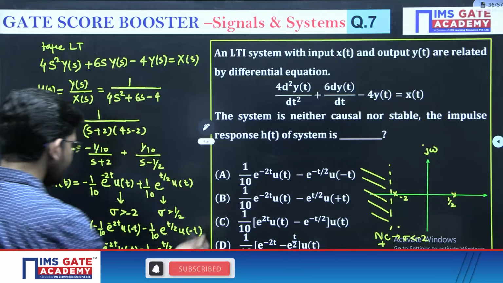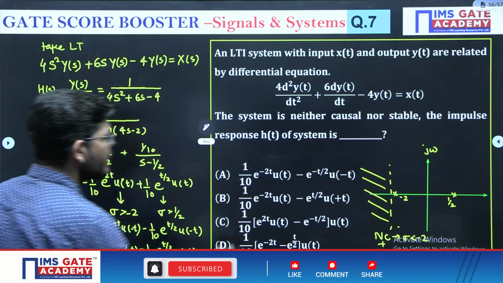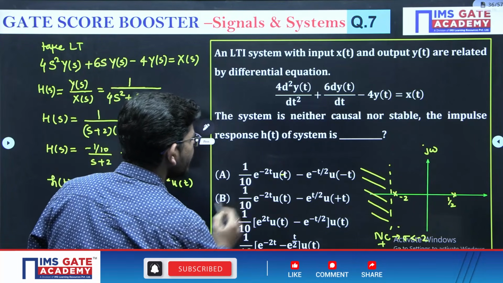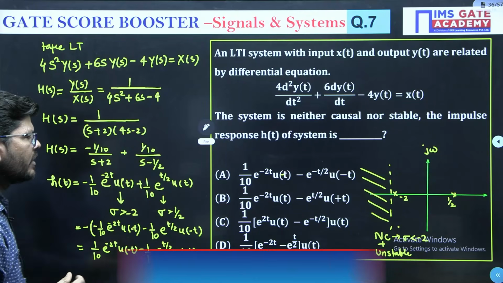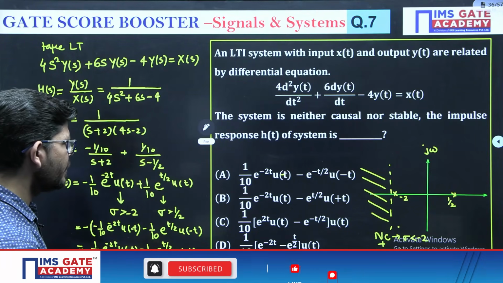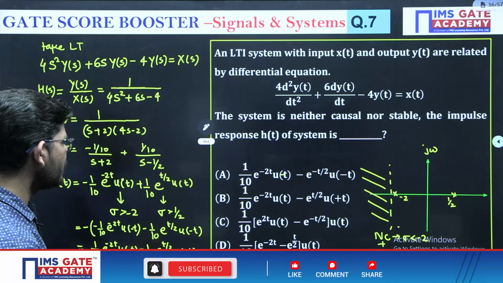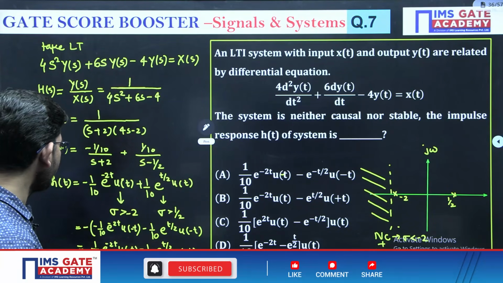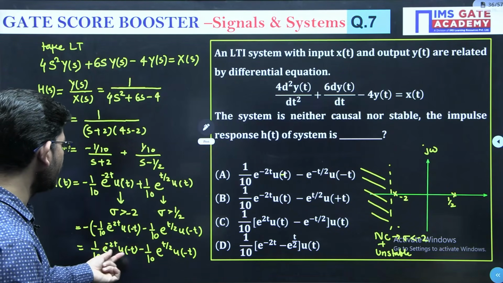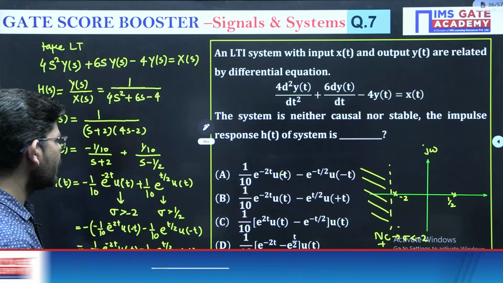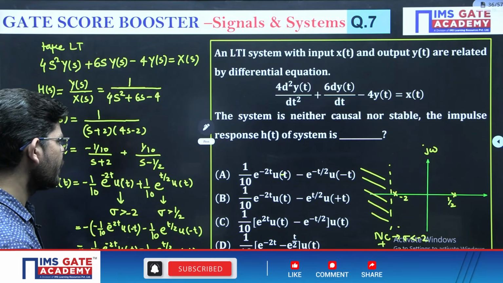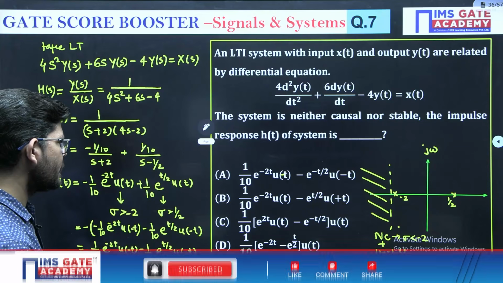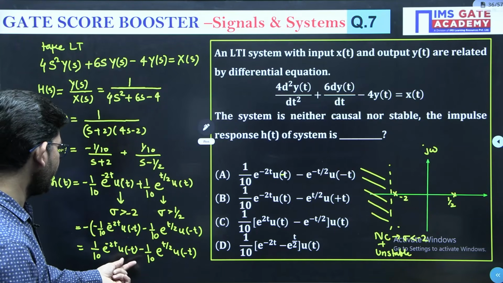So it is matching with option number A. If I write minus here, which I have missed, so you can do that correction. Right? Is it matching? I think options are not typed correctly. 1 by 10 e to the power minus 2t u of minus t, right? And e to the power plus t by 2. So where will I find the right answer?